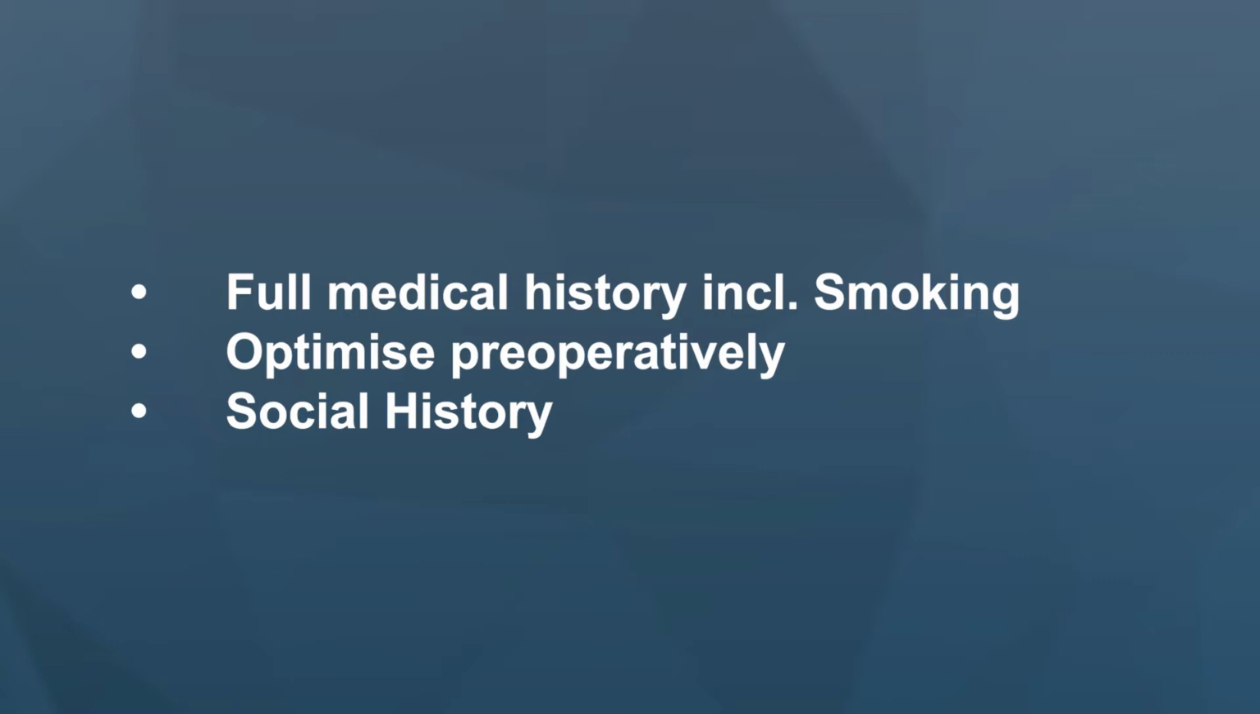Additionally, a social history is important as part of rehabilitation and discharge planning options. For example, a patient with stairs at home to get to the bathroom may need alternative arrangements, and if not recognized preoperatively, may delay their discharge planning.